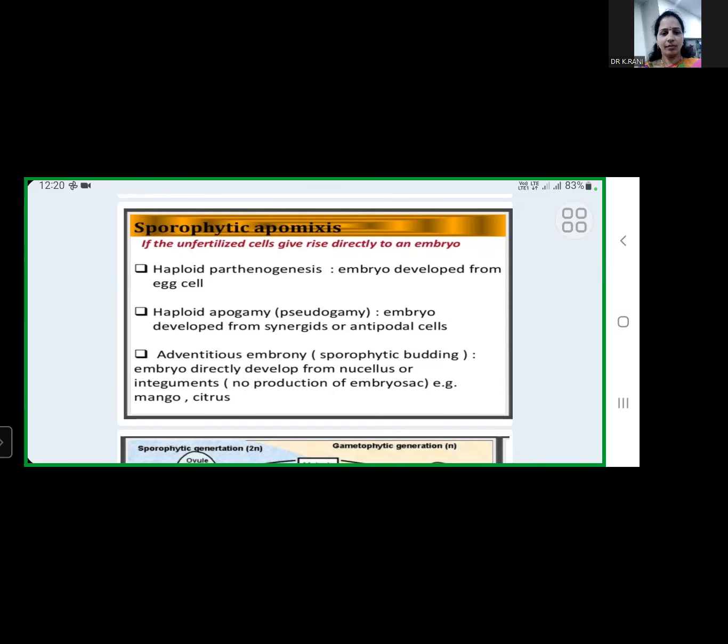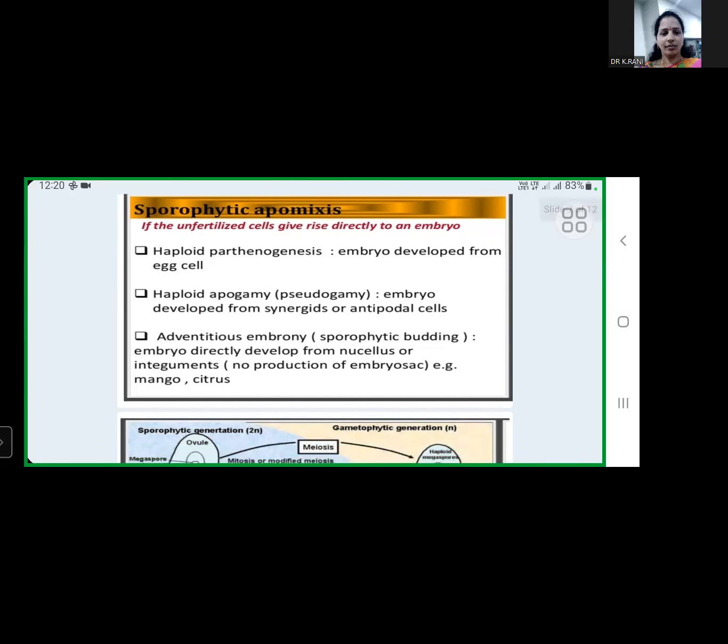And in another way, there is adventitious embryony, or sporophytic budding. In this, the embryo develops directly from the nucellus or integuments, with no production of an embryo sac. For example, as I told you, some members of Rutaceae and Anacardiaceae, particularly mango and citrus plants, can develop by adventitious embryony, where the embryo develops directly from the nucellus or integuments.